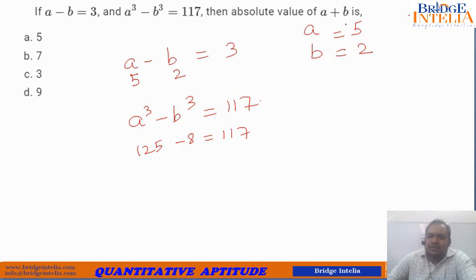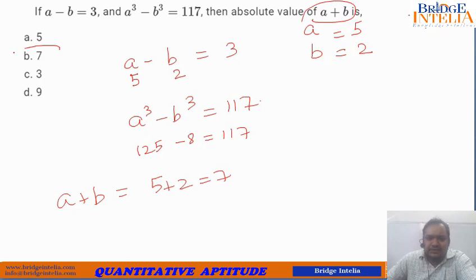So once you have done that, what is the value? We have been asked to calculate a plus b. So a plus b is equal to 5 plus 2 is equal to 7. And if 7 is the option, then what's the problem? Has to be the correct option.